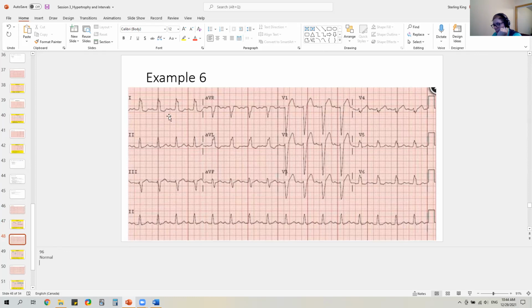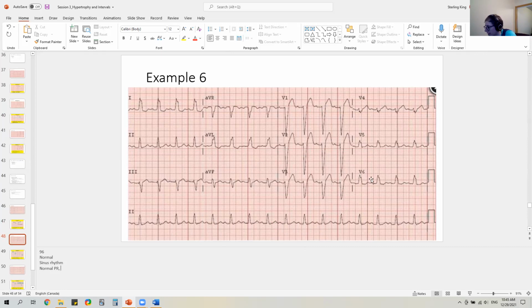Let's do rhythm. So rhythm looks like PQRST, PQRST, PRT, and there's nothing dropped, so it looks like a normal sinus rhythm. And then if we're looking at intervals, the PR doesn't look too long, doesn't look too short, so it looks like a normal PR. QRS kind of looks a little wide here.